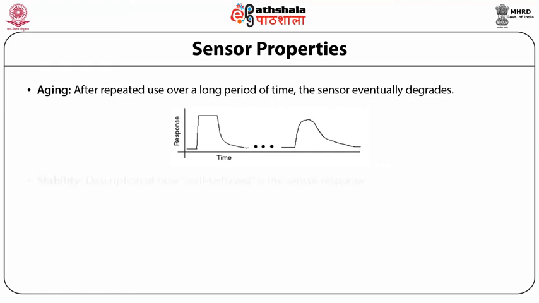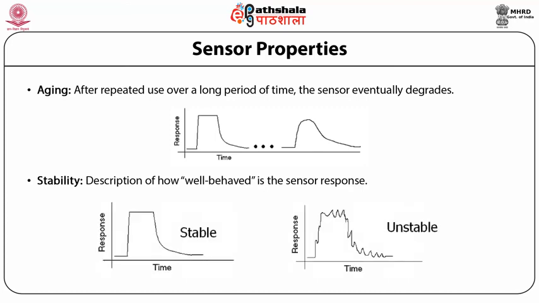Another property is the stability. This describes how well behaved the sensor response is. In this figure, we can see a stable sensor whose response is very flat, and in the case of an unstable sensor, we have a very noisy graph.